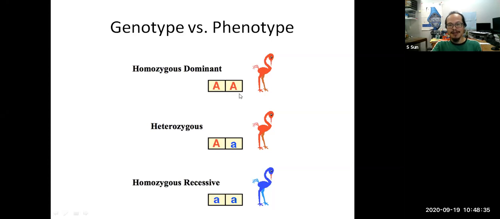It could be capital A capital A, capital A small a, or small a small a. Even though we have three different possibilities, the phenotype is only two. If it's capital A capital A, it shows us the red color. If it's capital A, small a, it's still showing us a red color. So phenotype is one thing, but the underlying genotype could be different, but they are related.